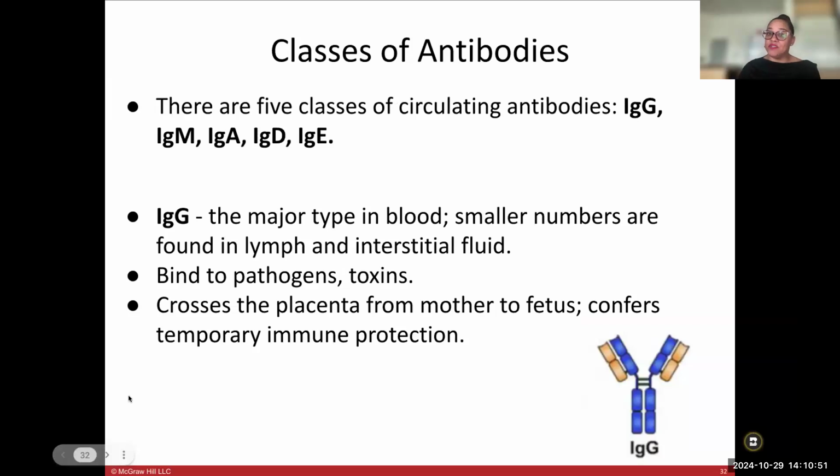There are 5 classes of circulating antibodies: IgG, M, A, D, and E. IgG is the major type in the blood. Smaller numbers are found in the lymph and the interstitial fluid. They bind to pathogens and toxins. They will cross the placenta from the mother to the fetus, which confers temporary immune protection.